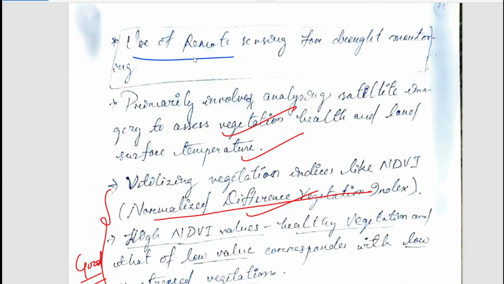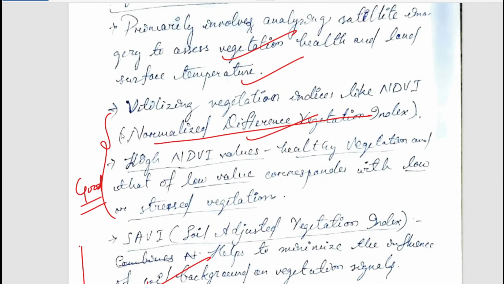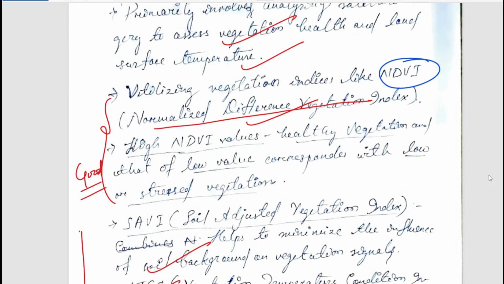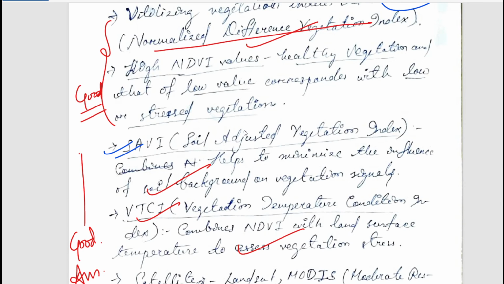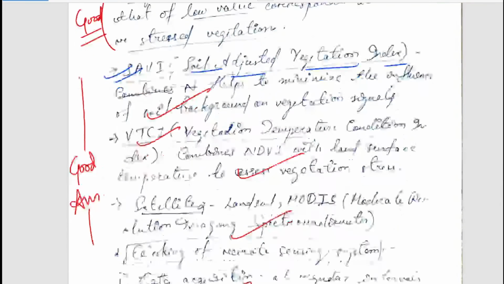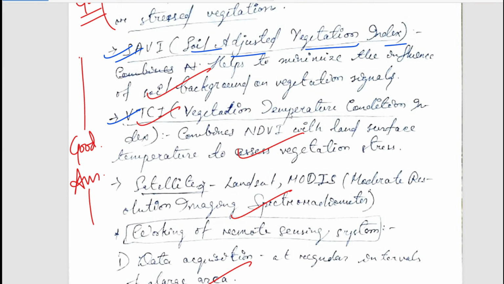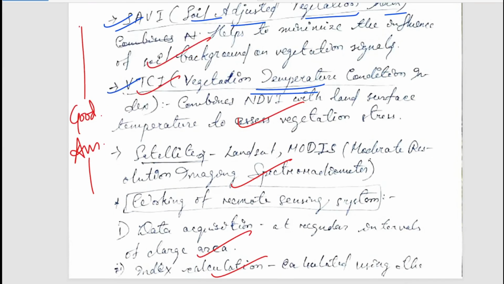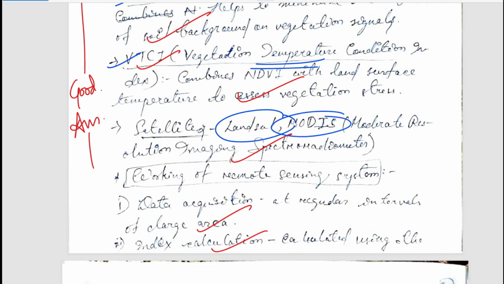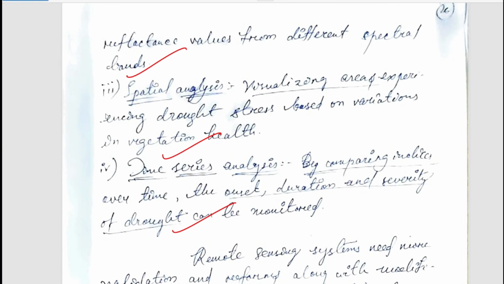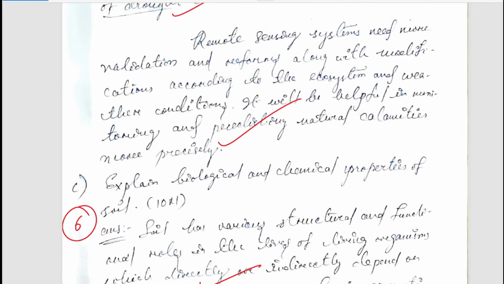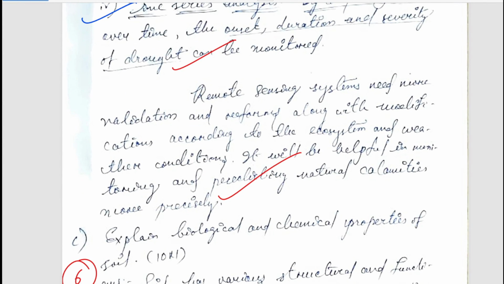Now the use of remote sensing has been mentioned. You know that NDVI is used to see various types of things. The colors of various things will be different in NDVI. A field with high moisture content will show a different color in NDVI than one with low moisture content. SAVI is also used, that is soil adjusted vegetation index, then VCI, VTCI, where temperature is measured. Satellites which are used have been mentioned, Landsat, MODIS, and their working, as well as data acquisition, index calculation, spatial analysis, time series. All these things have been well written. I hope you understand it. You can simply pause and read it if you want to.